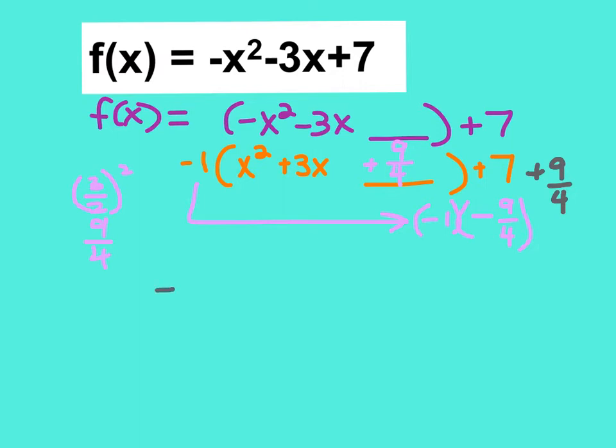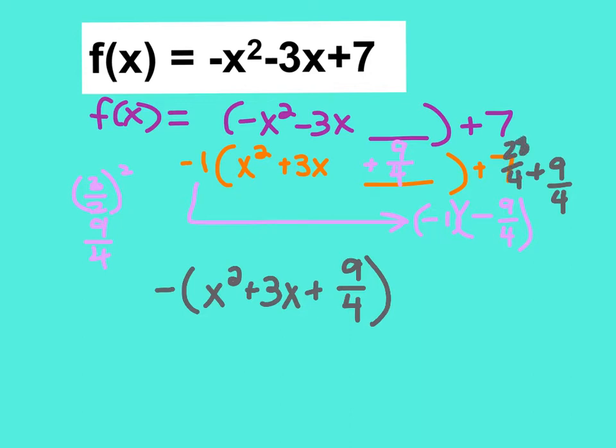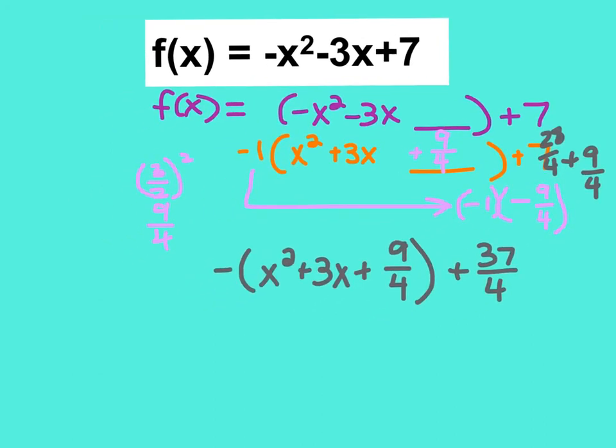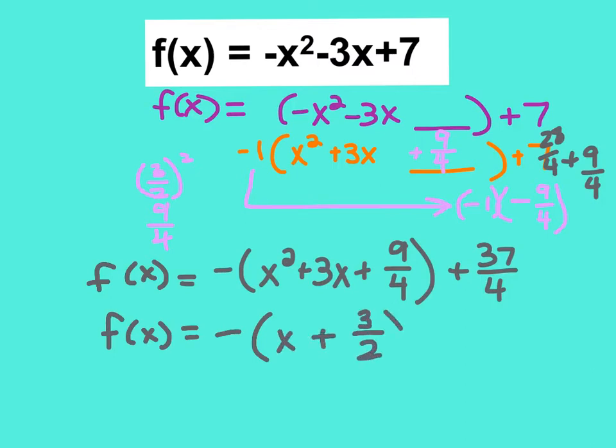So I end up with negative x squared plus 3x plus 9/4. 7 would be 28 over 4. So this is 37/4. And then I factor. So f of x equals negative square root of the first term, square root of the last term, sign from the middle, put it in the parentheses and square it, plus 37 over 4.